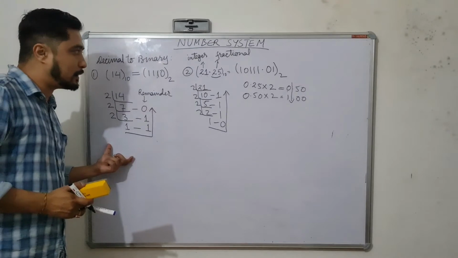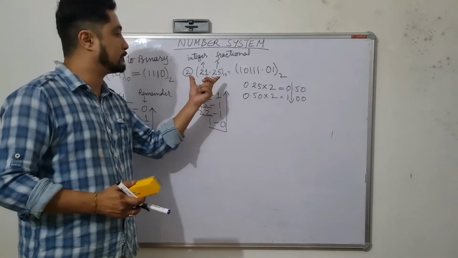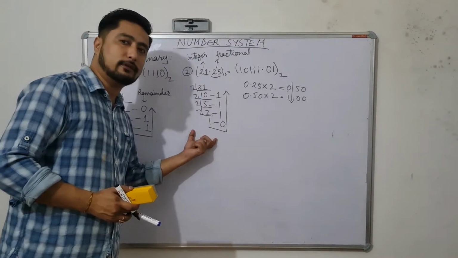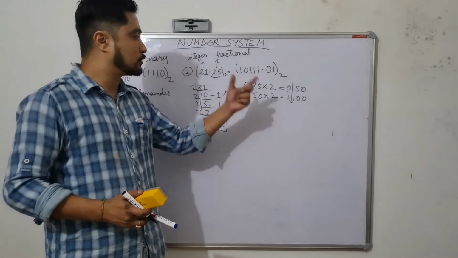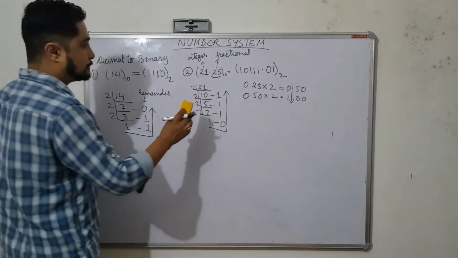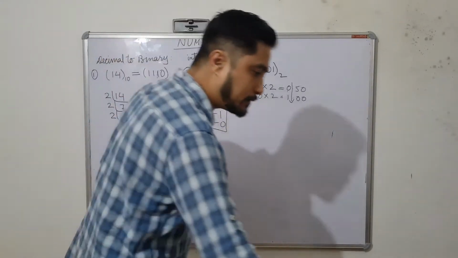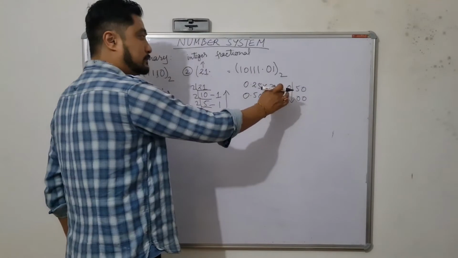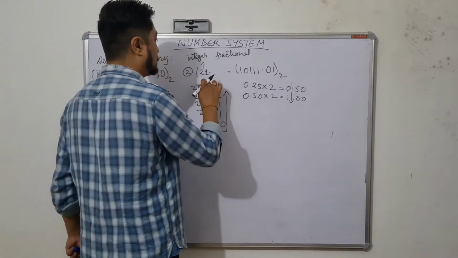This is the integral part, and here we have the integral part as well as the fractional part. For the integral part we are dividing, and for the fractional part we are multiplying. So let's take another example. Suppose for example here only, instead of 0.25, if after the point all the values are not 0, then what will happen? Let's see.